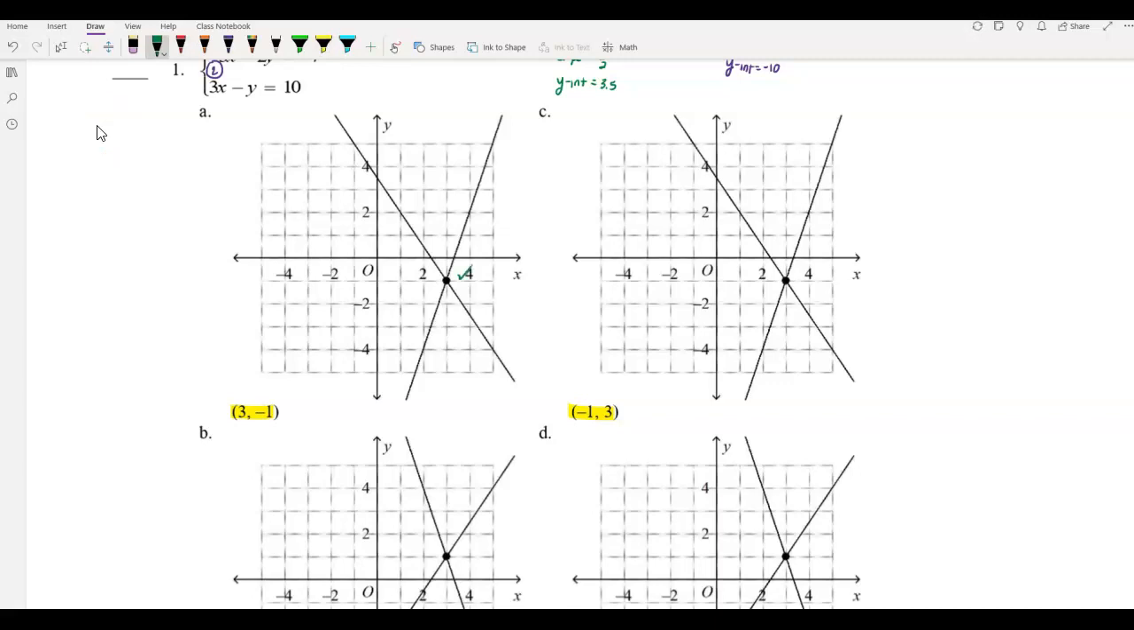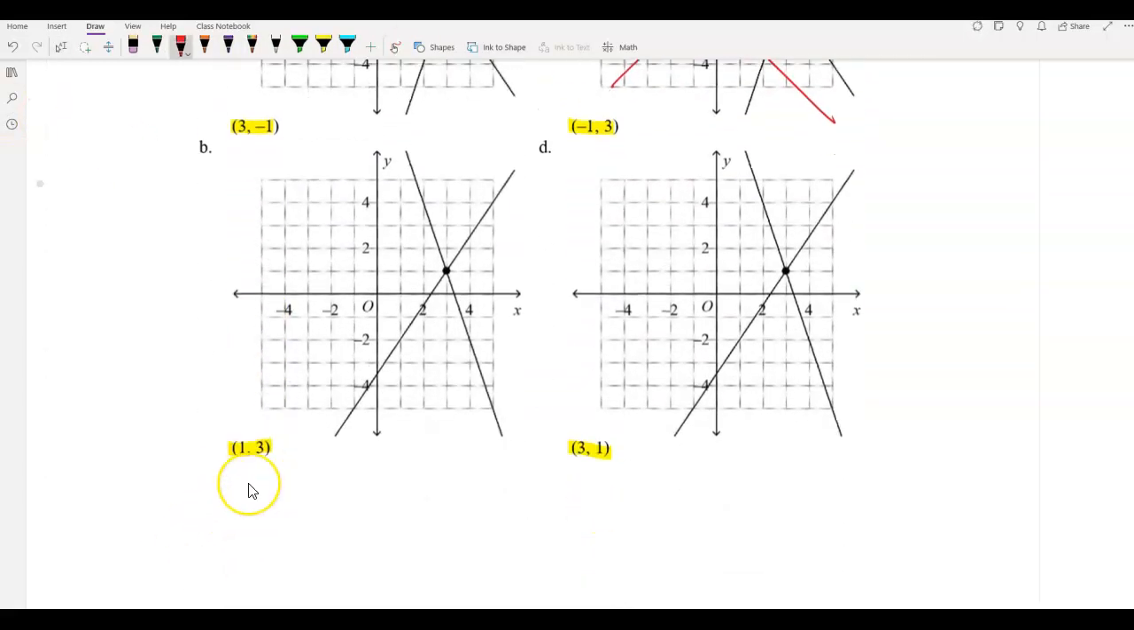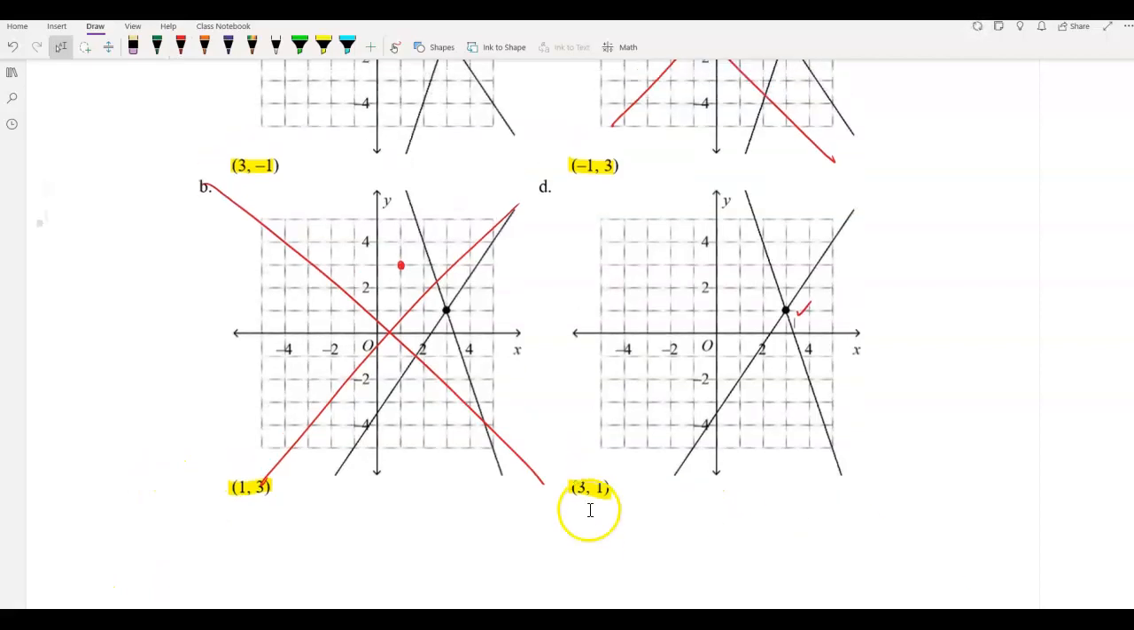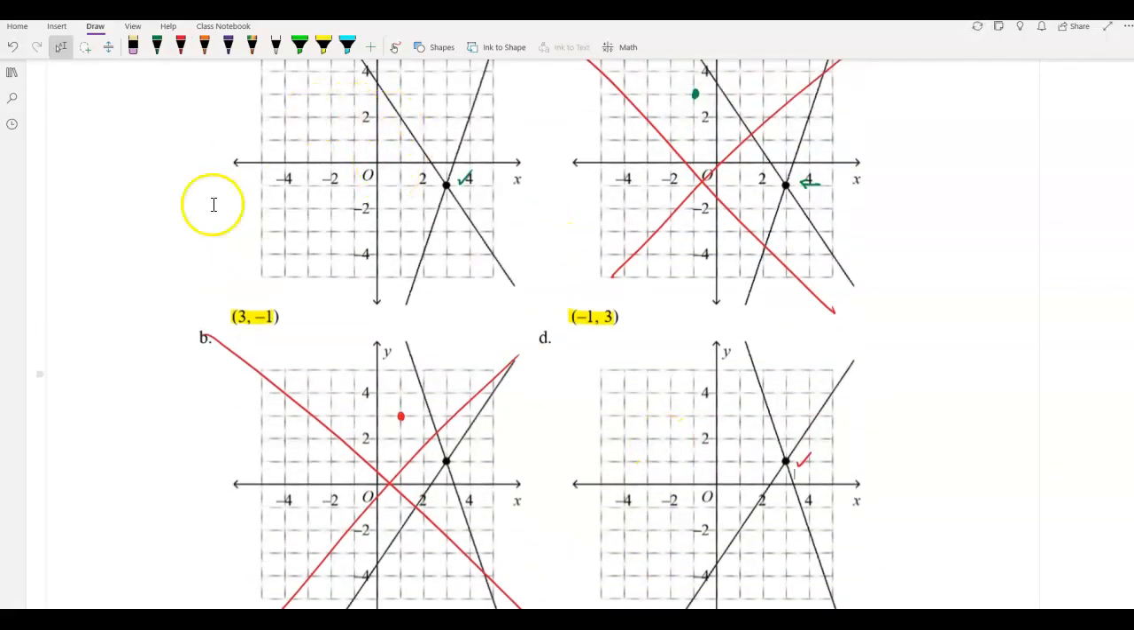This one says negative 1, positive 3. So automatically, it's saying it crisscrosses right here, but it's showing that. So process of elimination, we get rid of that. This one says 1, 3. Process of elimination. This one says 3, 1. So that one matches. So right now we already have a 50-50 shot between option A and option D.